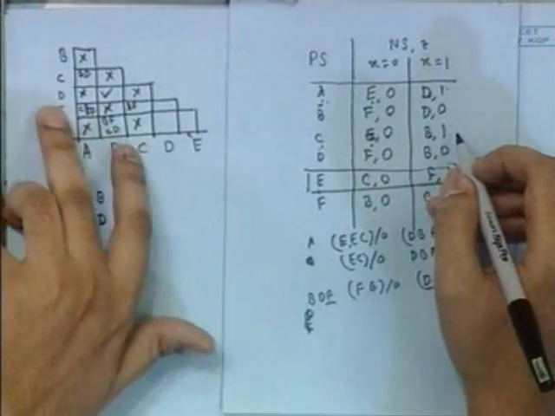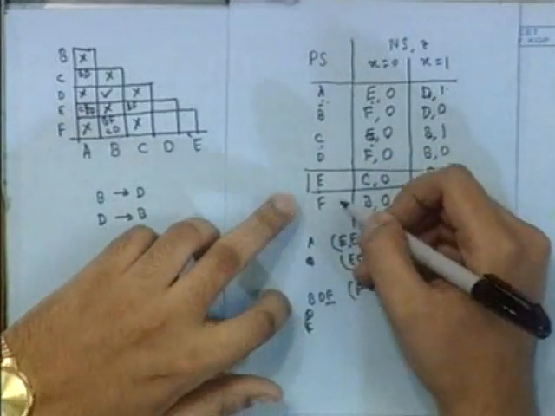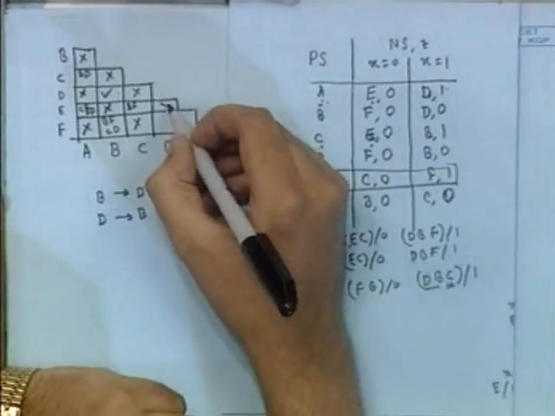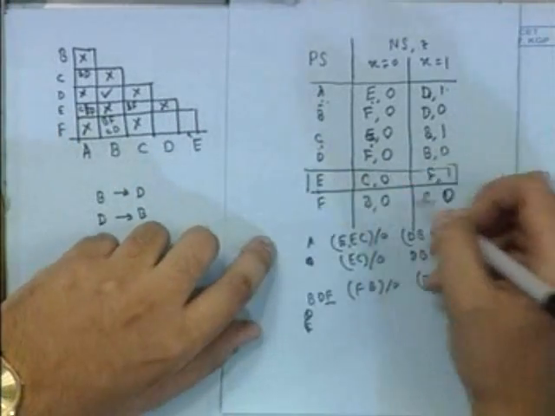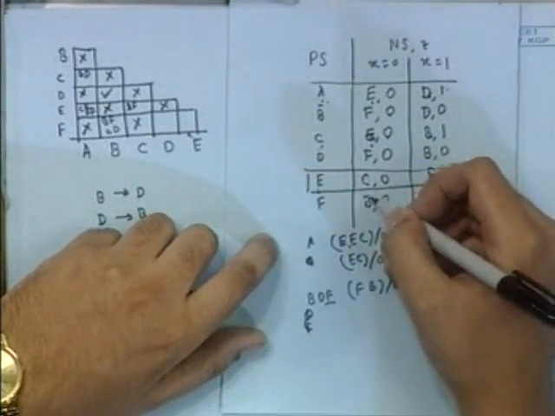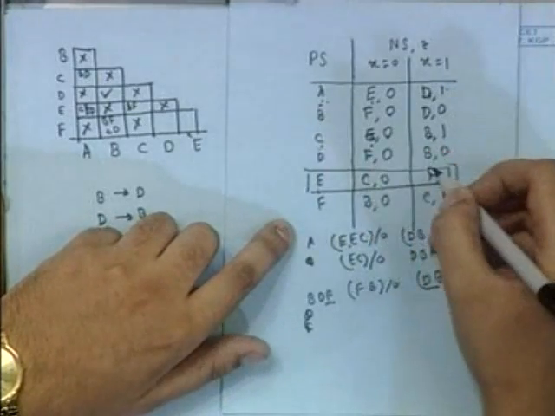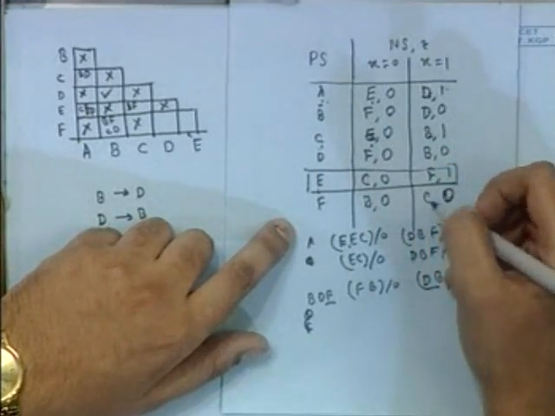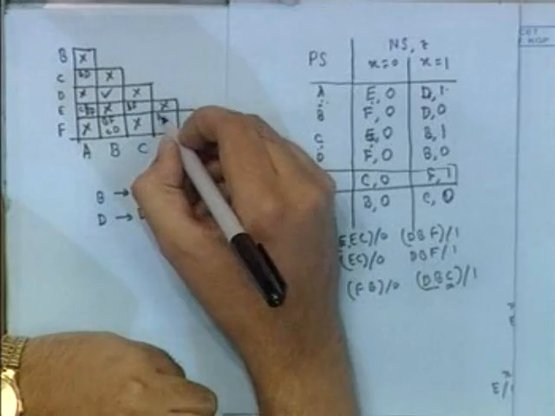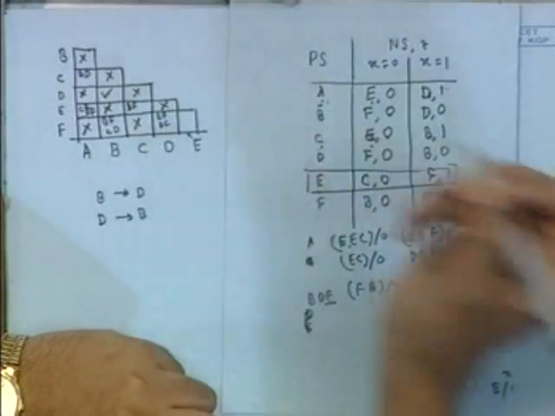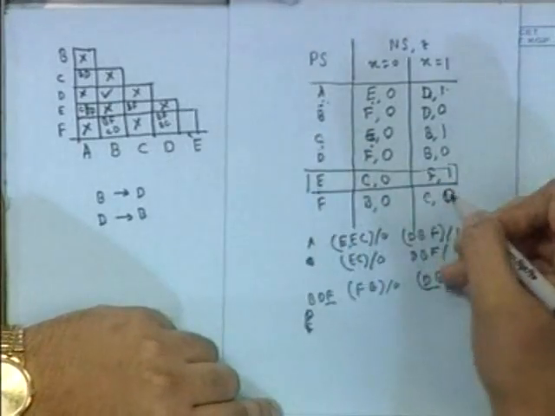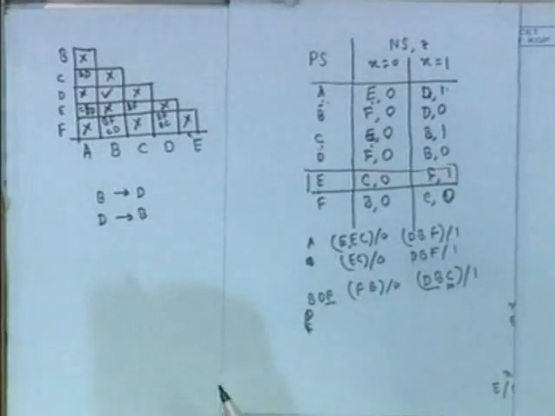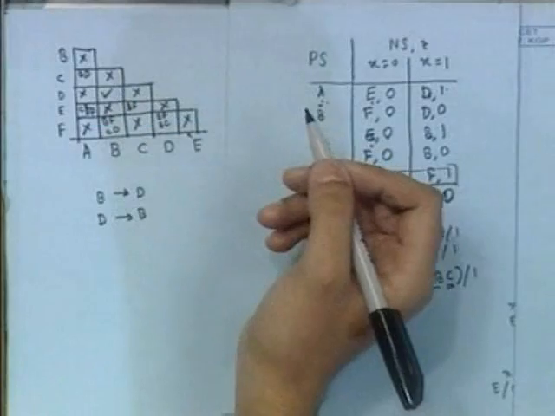Okay, now you go for D and E. Are they equivalent? They are not. Now you go for D and F. Are they equivalent? They will be equivalent if B and F are equivalent and B and C are equivalent. Now you go for E and F. They are not equivalent. Okay. Now the first round is over.